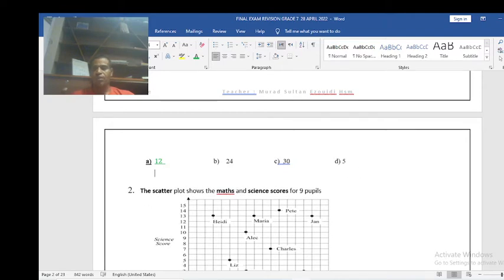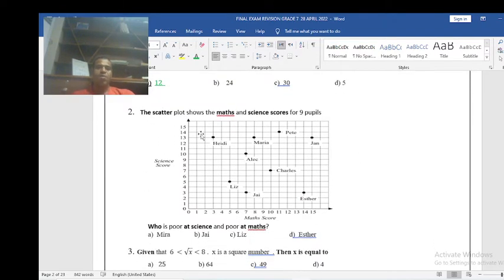For the second question, we have the scatter plot that shows the math and science scores for 9 pupils. The vertical axis represents the science score, and the horizontal line represents the math score. For Liz, she gets 5 as a math score, and she got also 5 as a science score. For Hadi, she got 3 as a math score and 13 as a science score, and so on.